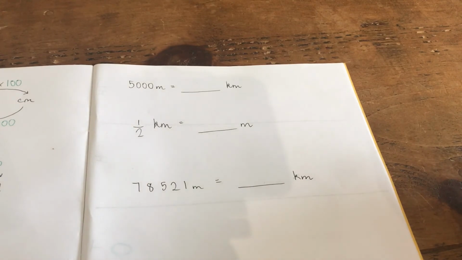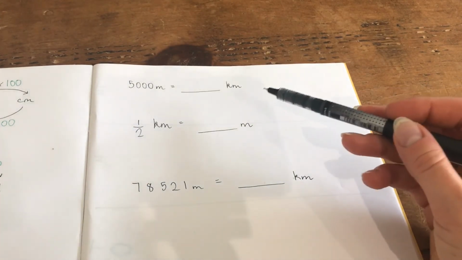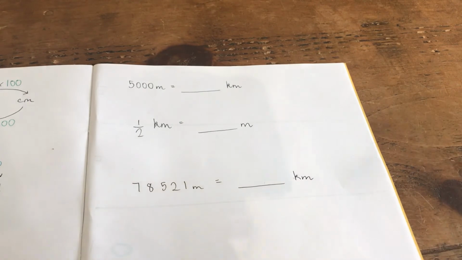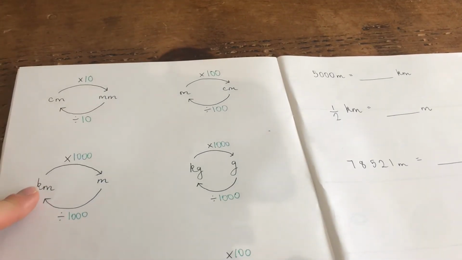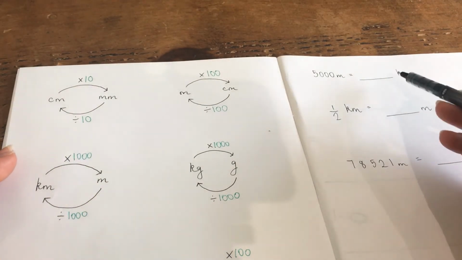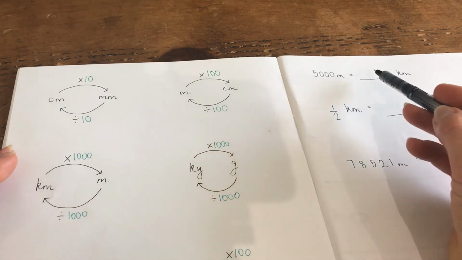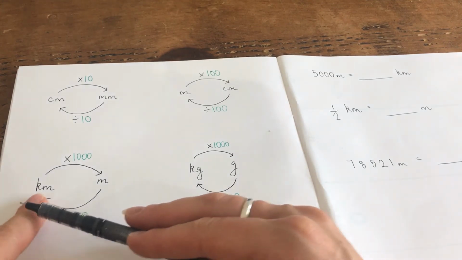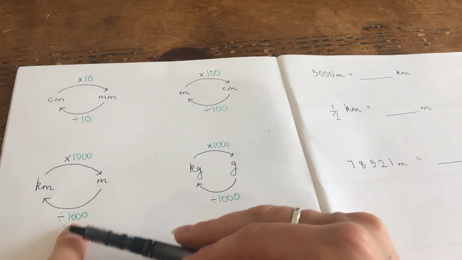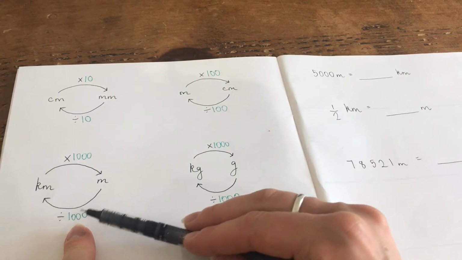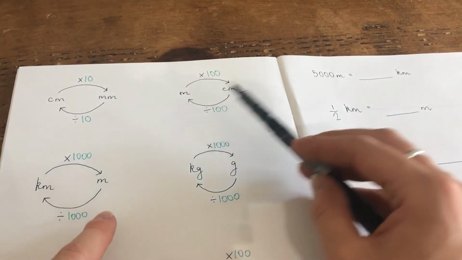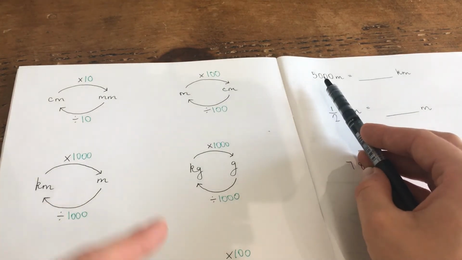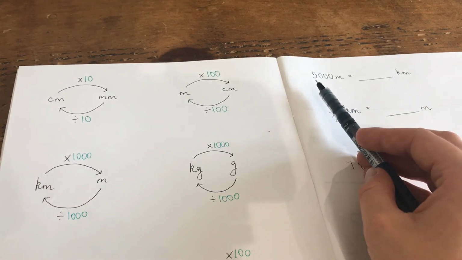So the first one is 5,000 metres into kilometres. If we think about metres and kilometres, have a look at our loop for the metres and kilometres. We're starting from the metres and we're going to move to the kilometres. So we're going to divide by 1,000, because we're working out how many thousands of metres fit into the number that we've got there, because it will tell us how many whole kilometres that is.